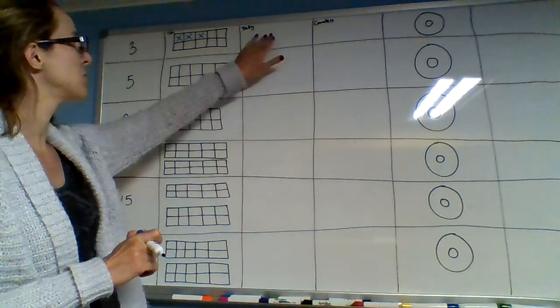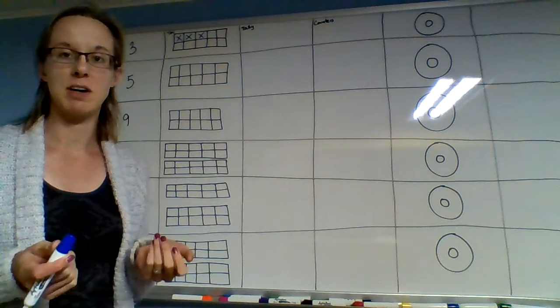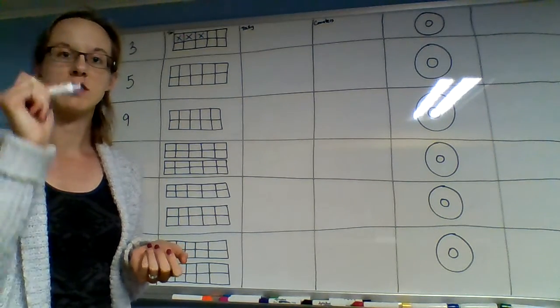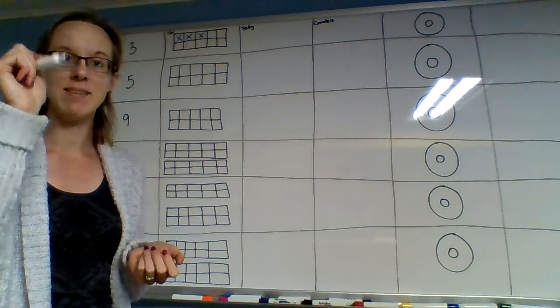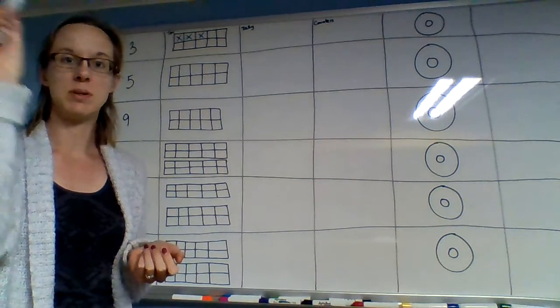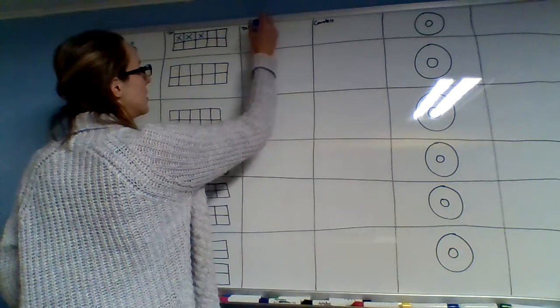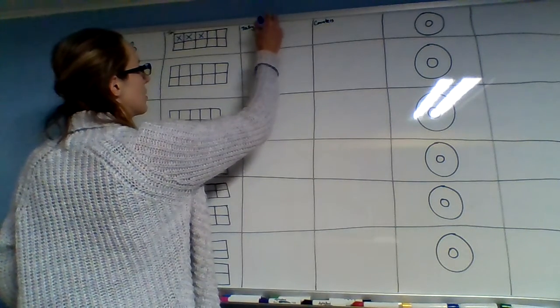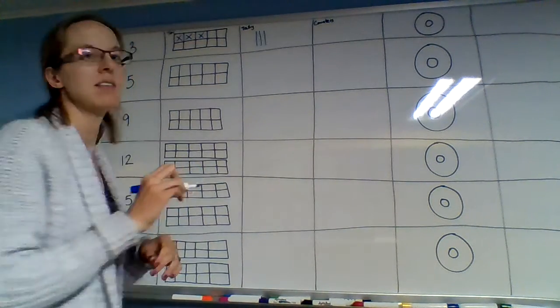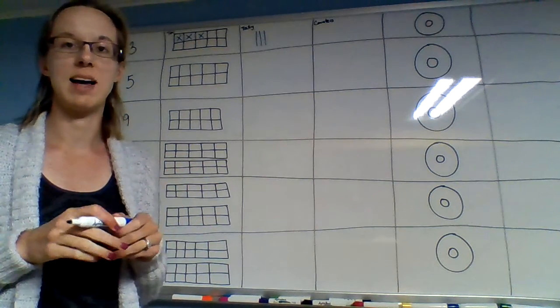Now, sometimes we represent numbers with tally marks, and when we make tally marks, they're just little lines. But when we get to 5, instead of doing another little tally, we do a diagonal. So let's count to 3. We would just do 1, 2, 3, just like that. No need to do a diagonal, just 3 little lines.